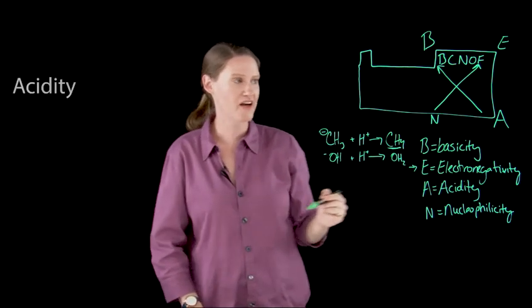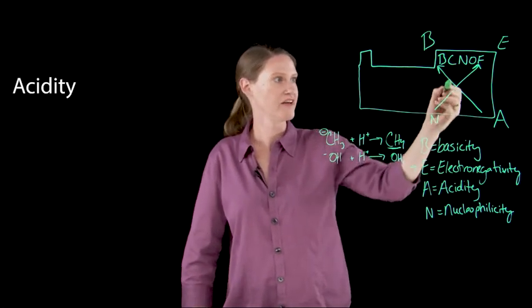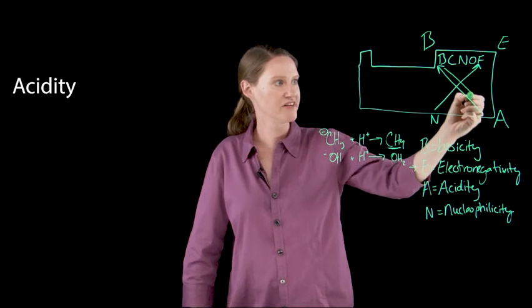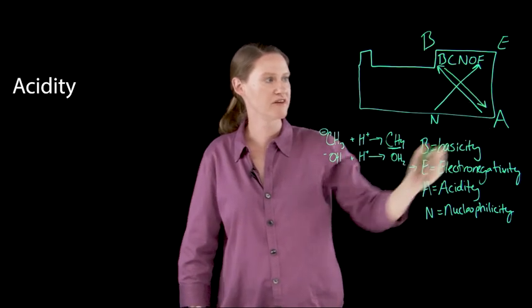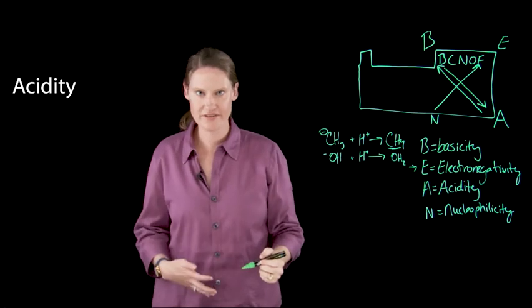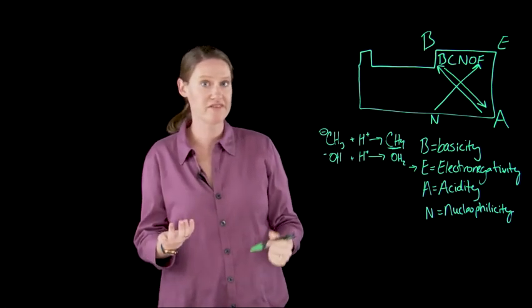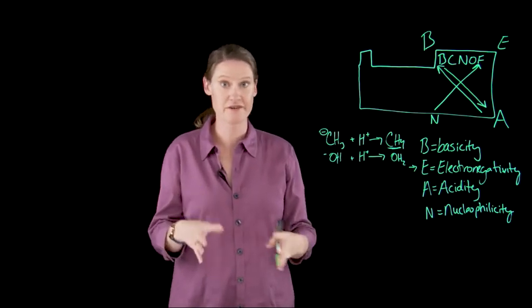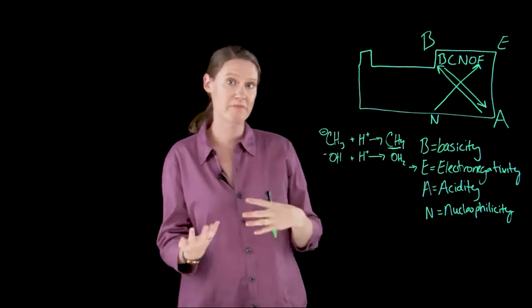Now in comparison to that, we have the trend for acidity. And we find that the trend for acidity is in the opposite direction. And we know this from acid-base chemistry. Things that are strong bases are weak acids, and vice versa. Things that are strong acids are weak bases.